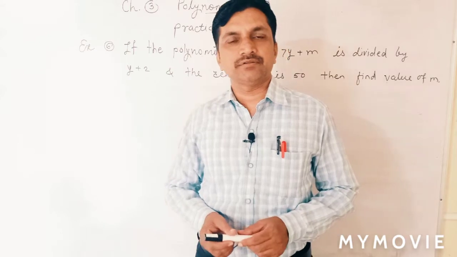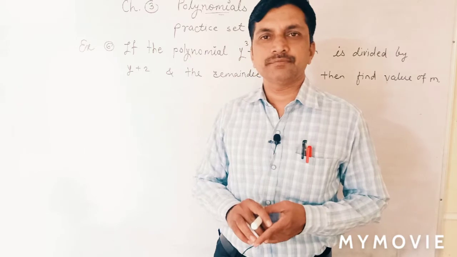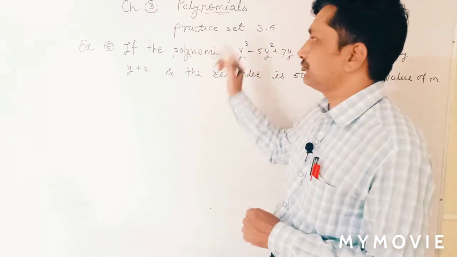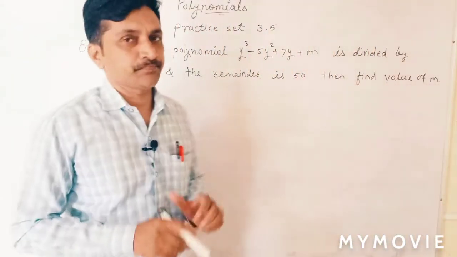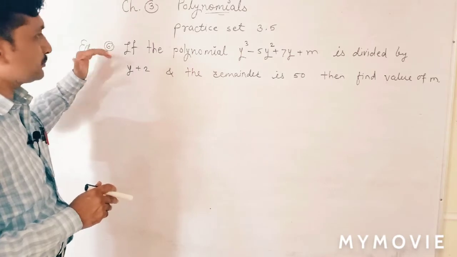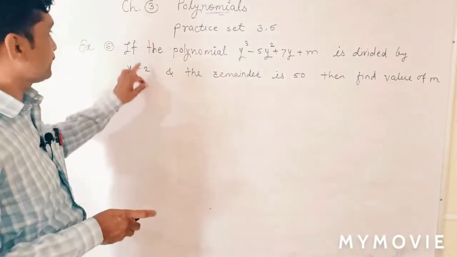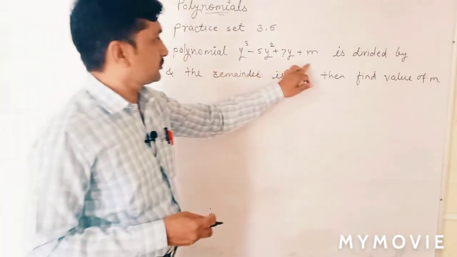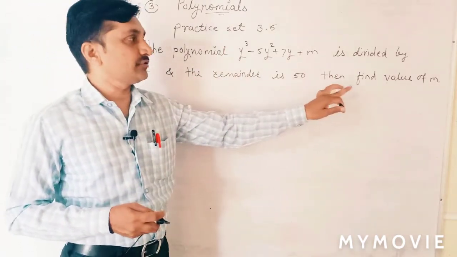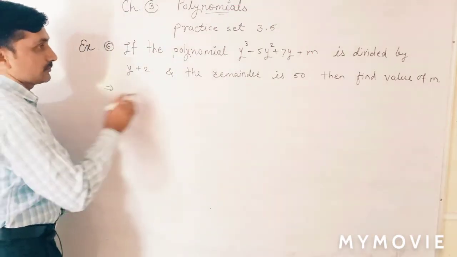Welcome to our channel. Dear friends, in the last video we studied examples 1 to 5 of practice set 3.5 of the chapter Polynomials. Now in this video we will study from example number 6 to the last. Example number 6: the polynomial is divided by y plus 2, the remainder is 50, then find the value of m. Here the remainder is given. Now let's see the solution.